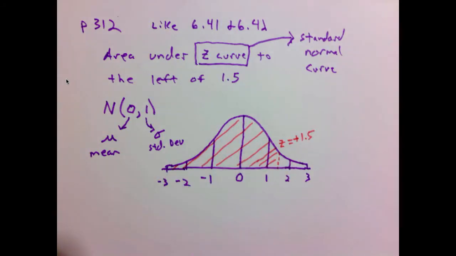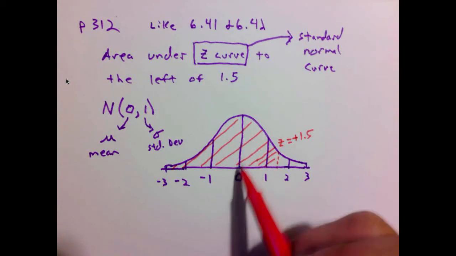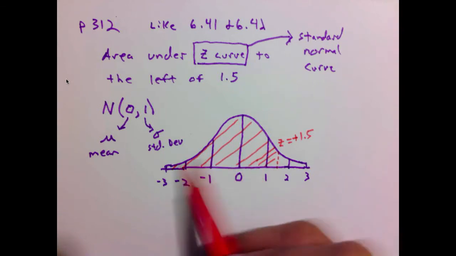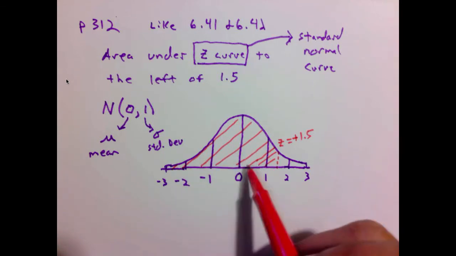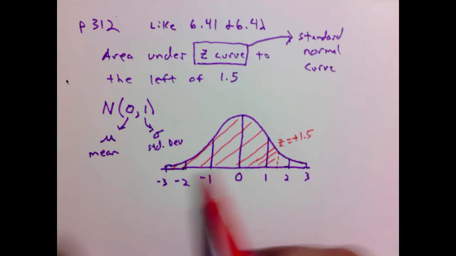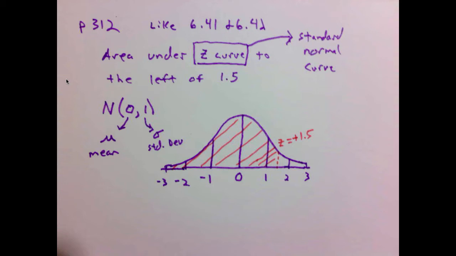Okay, what is this area? Well, hopefully you know from the notes or your studies that from the mean below, that's 50%. This is another 34%, that's 84%. This is going to be something like 90% that's less than 1.5. How can we find it? Well, one way is we can consult a standard normal table.